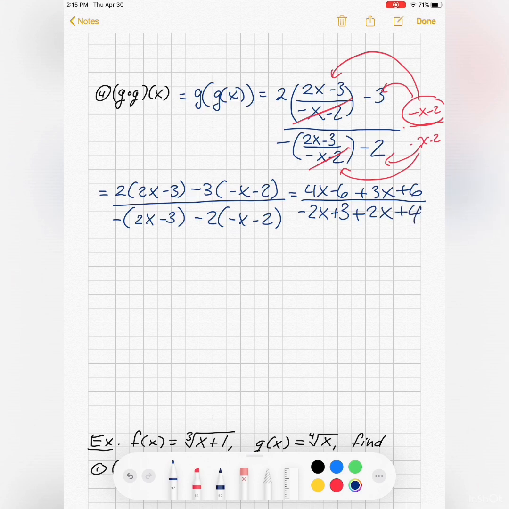Let's check all that. That looks okay. Now combine the like terms. What is that? 7x, just 7x, over 7. Oh, that's cool. This one comes out to be just x.